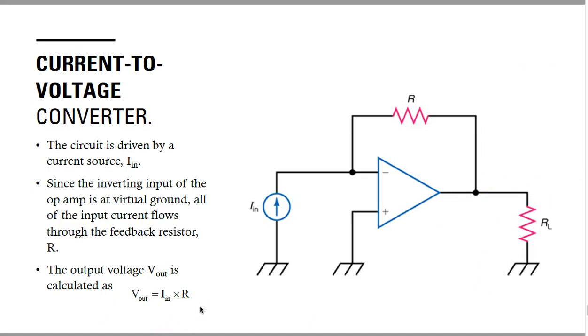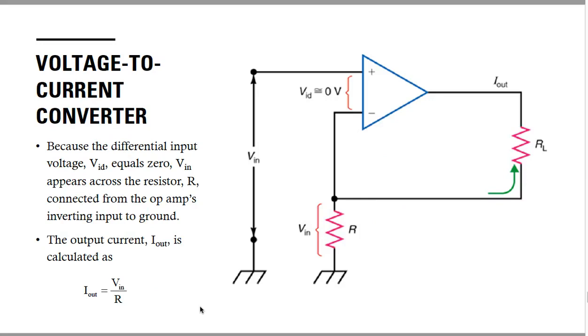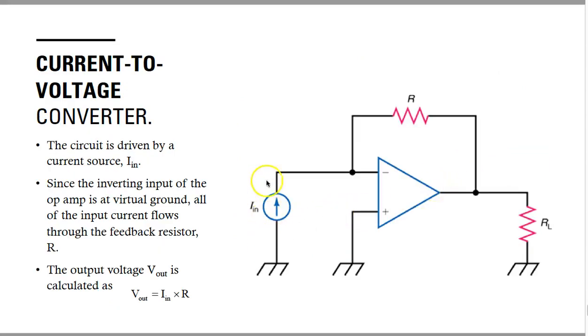I'll quickly go back to the previous circuit here. In this particular circuit, we had an input voltage and we were calculating the output current, whereas here we have the input as a current, and we are calculating the output voltage.